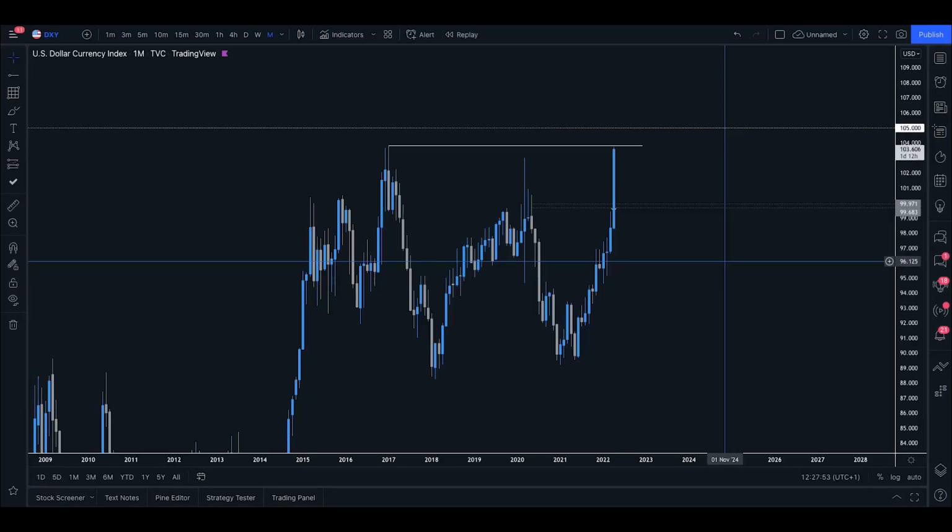In this video, we're going to take a deep dive into the US dollar and see how it stacks up against some of the other currencies.